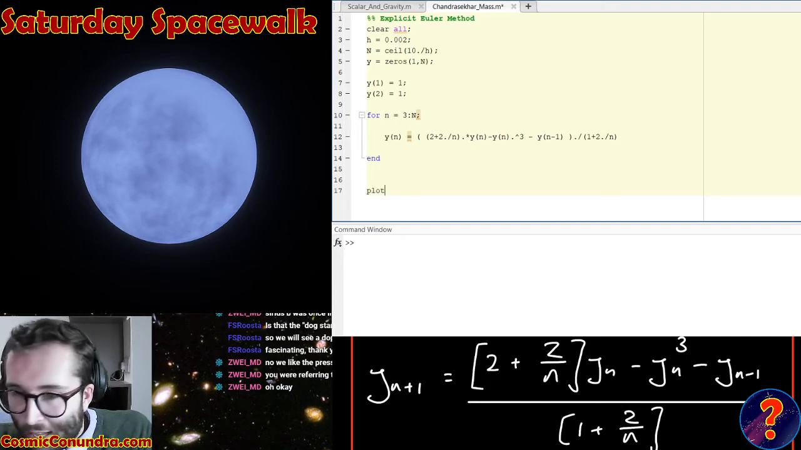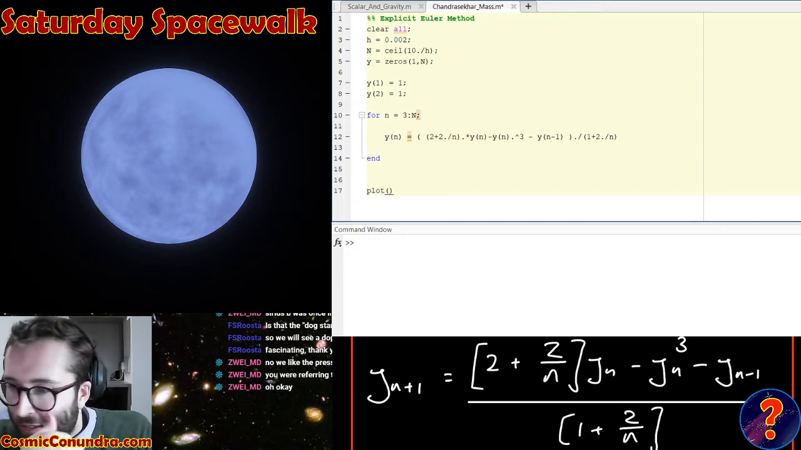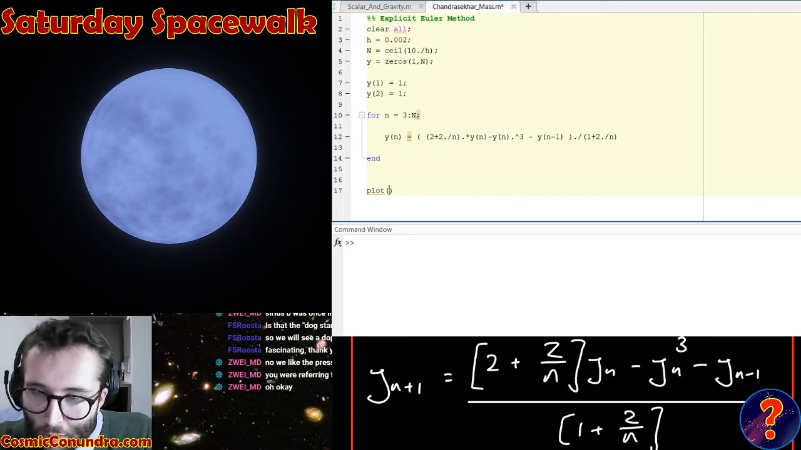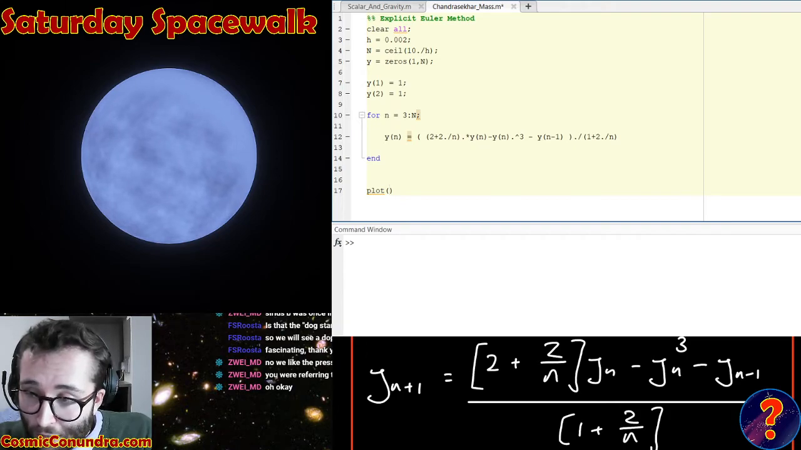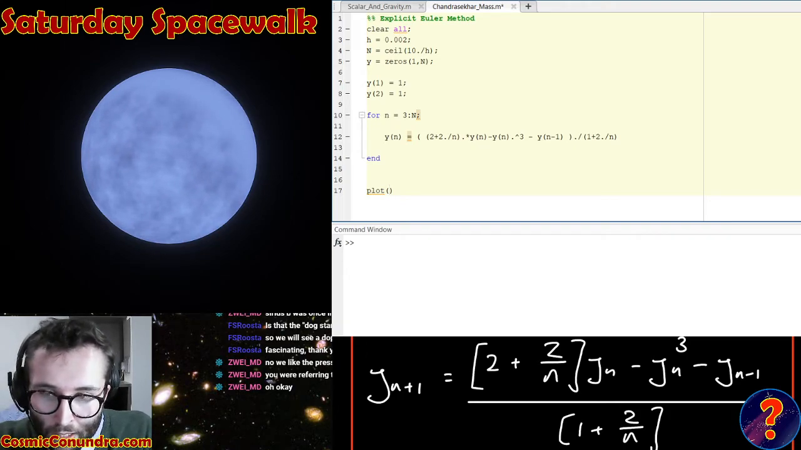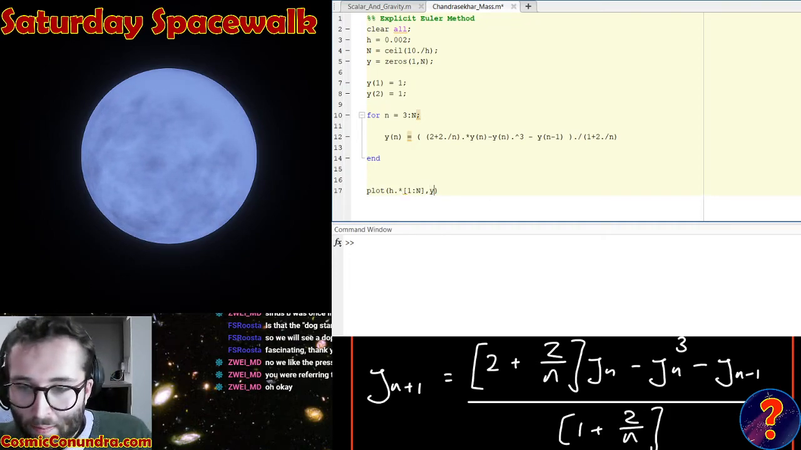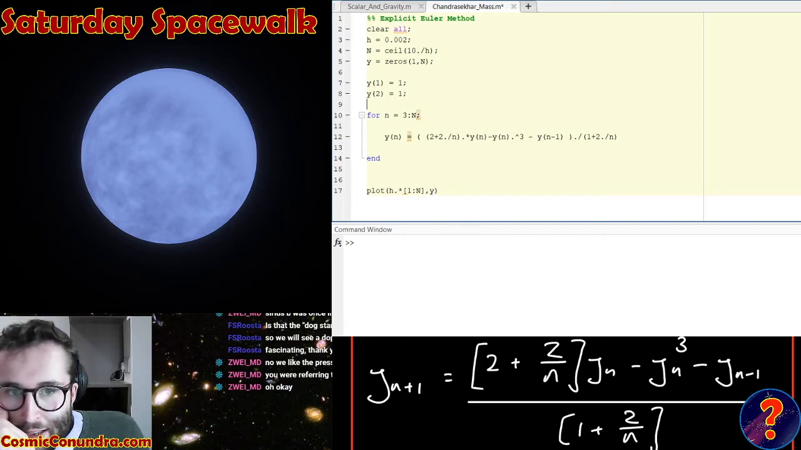And then after we've done that, I want to plot x against y. So I want to plot the graph, how this thing looks. So the x values, remember, are these integer multiples of delta x, or h as I've called it here. So my x grid points will be given by h, my grid spacing, multiplied by 1 up to n, all of these grid points, and against that I'm going to just plot y. Right, so let's see if it runs.